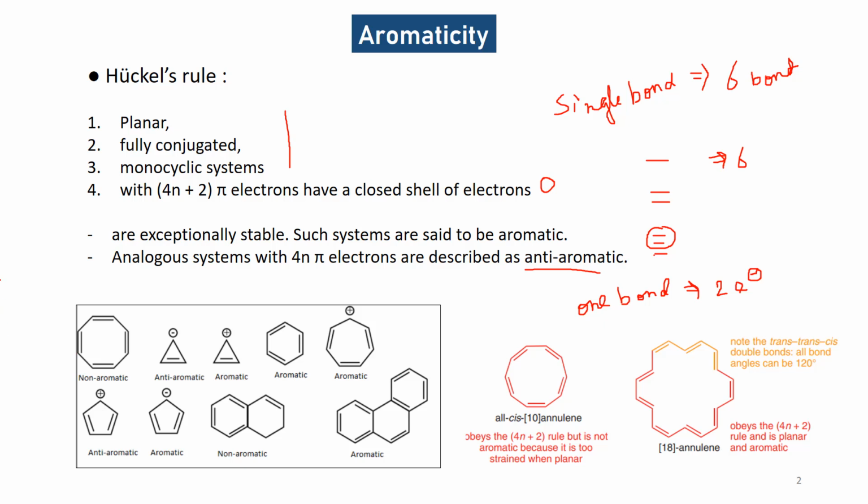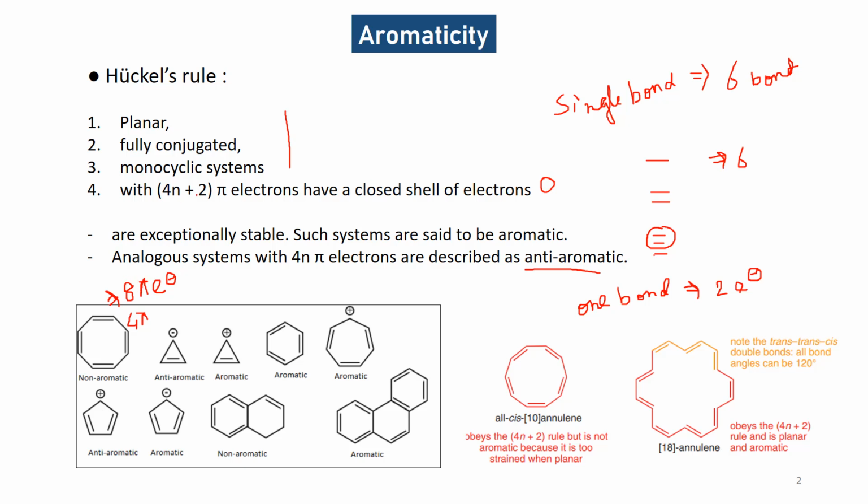So here, how many pi bonds? If there is 1 pi bond, that means 2 pi electrons. That is clear. Now let's count how many pi bonds there are: 1, 2, 3, 4. So 4 pi bonds. How many pi electrons? 1 pi bond means 2 electrons, so 4 pi bonds equal 8 pi electrons.